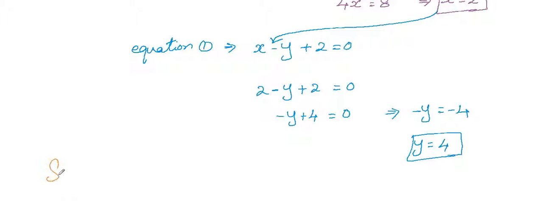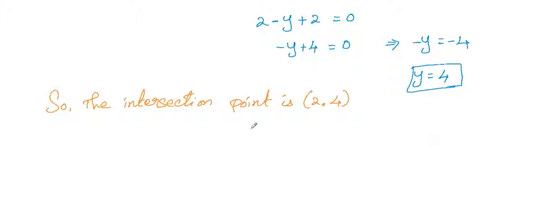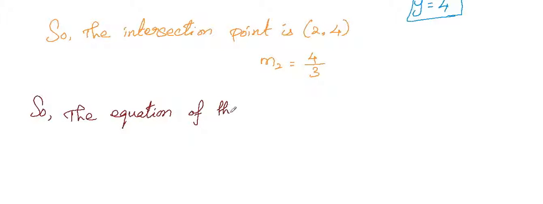So the intersection point, written as x comma y, is 2 comma 4. Now find the perpendicular equation. The point is 2, 4 and the slope is 4 by 3. So just use the point slope form, which is y minus y1 equals m into x minus x1.